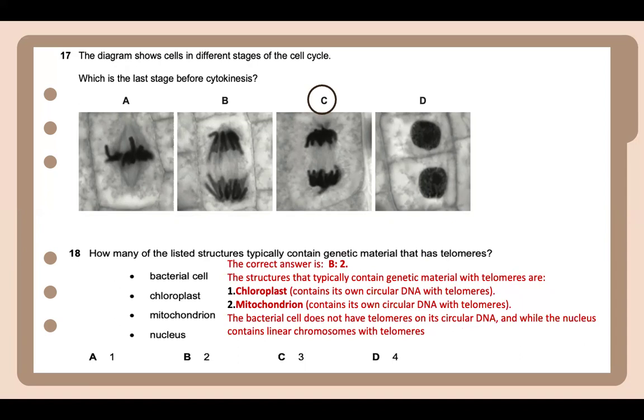Chloroplast contains its own circular DNA with telomeres. Mitochondrion contains its own circular DNA with telomeres. And the bacteria cell does not have telomeres on its circular DNA, while the nucleus contains linear chromosomes with telomeres.